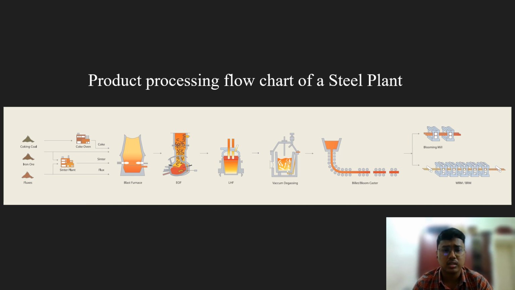In this video, we are going to focus on one of the important workstations, that is the steel melting station. The steel melting station consists of the energy optimization furnace, the ladle heating furnace, the vacuum degassing machine, and continuous casting machine.